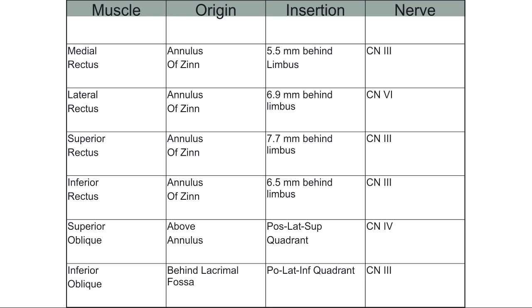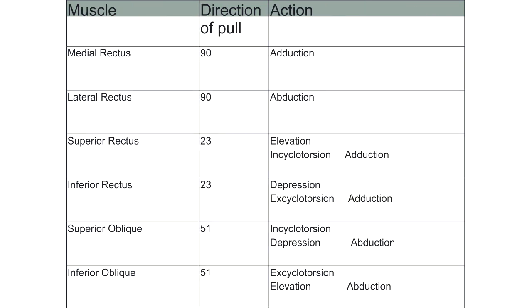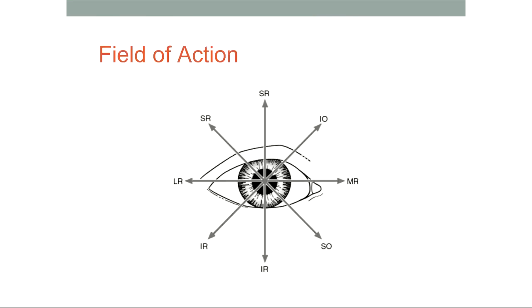We discussed at the last meeting the direction of pull and the action of the muscles and the field of action of the muscles, which we paid a little bit more attention to. We said your superior rectus would move the eye superiorly and laterally, whereas your inferior rectus would move it inferiorly and laterally.